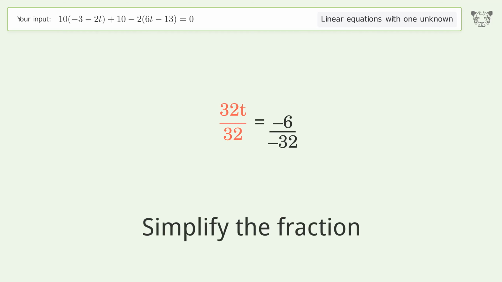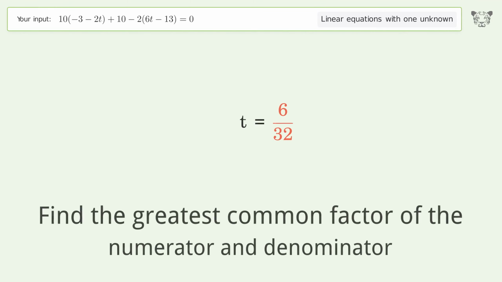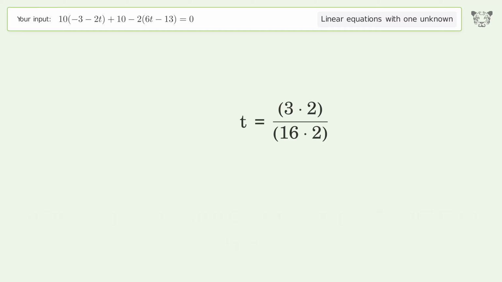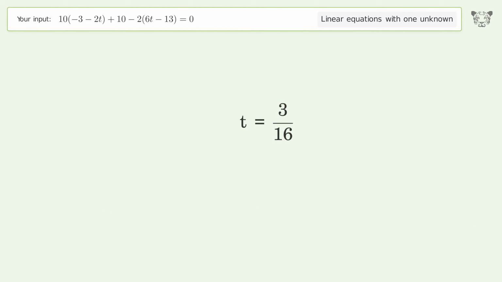Simplify the fraction. Cancel out the negatives. Find the greatest common factor of the numerator and denominator. Factor out and cancel the greatest common factor. And so the final result is t equals 3/16.